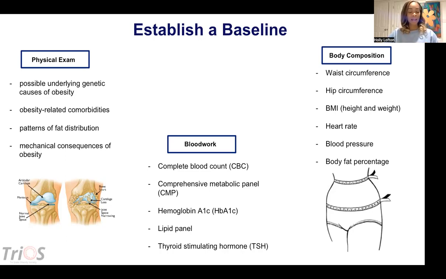And then body composition is important because we need to not only look at BMI, which I think we can all agree has some inequities in its ability to diagnose increased adiposity, but also look at patients' body fat percentage using DEXA or body composition analyzers, and waist and hip circumferences. I also do neck circumferences to screen for sleep apnea in my patients.